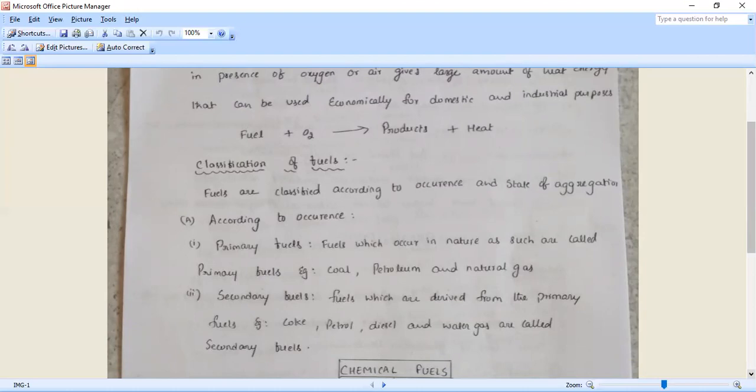The next one is secondary fuels. Secondary fuels are those which are derived from the primary fuels. Examples: charcoal, coke, kerosene oil, diesel oil, petrol, coal gas, oil gas, producer gas, etc. So these are the secondary fuels.